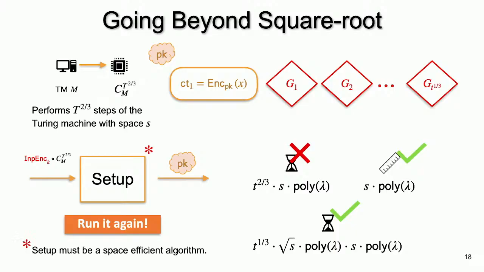There's one caveat here. The setup must be a space-efficient algorithm. It's not just the output: what we want is that the space taken during this procedure must be efficient. So it's not enough to just say that the output is s times poly lambda. This whole procedure of running setup should be space efficient. And as long as that's true, the whole thing goes through.